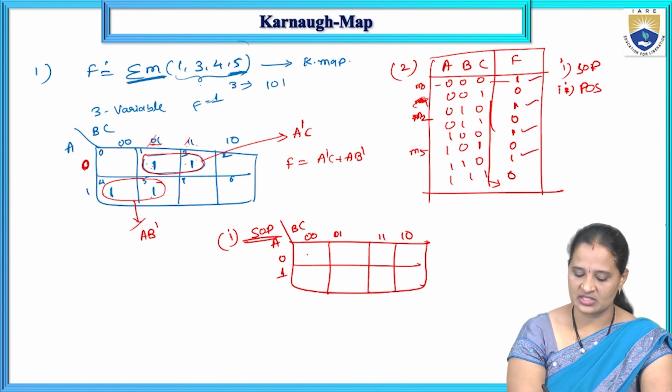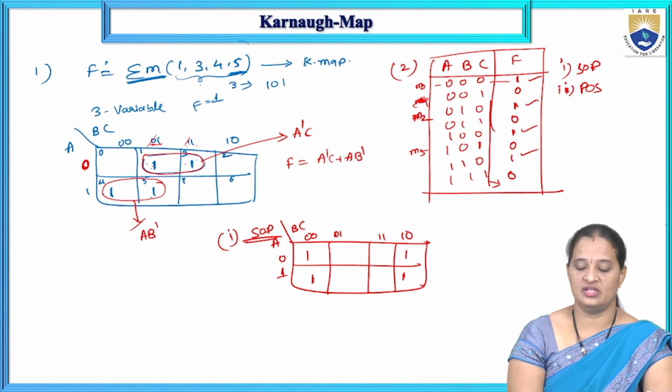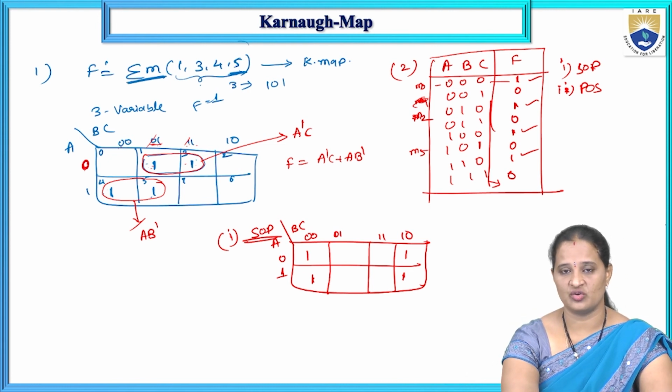So 4 combinations: 0, 0, 0, which is 0. Next up 0, 0, 1, 0, this one. Next 1, 0, 0. Next 1, 1, 0, this one. So these are the min terms which are producing the function output as 1.